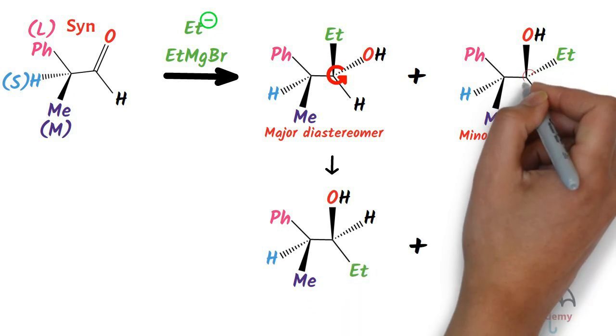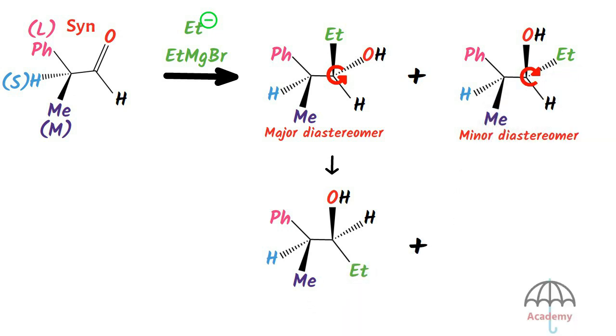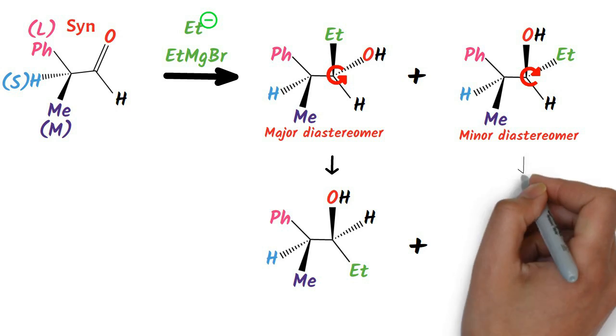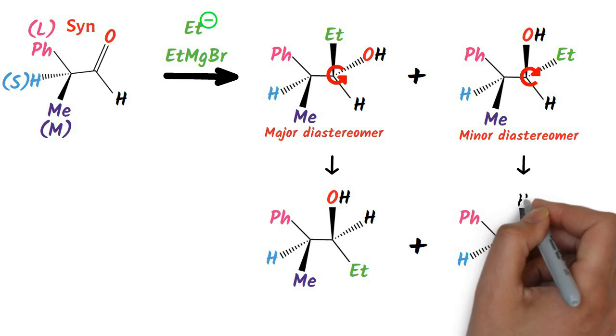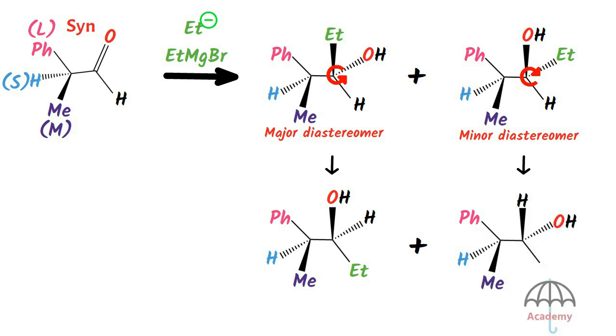We can do the similar rotation in the minor diastereomer also to bring ethyl in the plane of the paper, but this time in the clockwise direction. The groups on this carbon remain unchanged. After rotation, H goes on wedges, hydroxyl on dashes and ethyl comes in the plane of carbon chain.